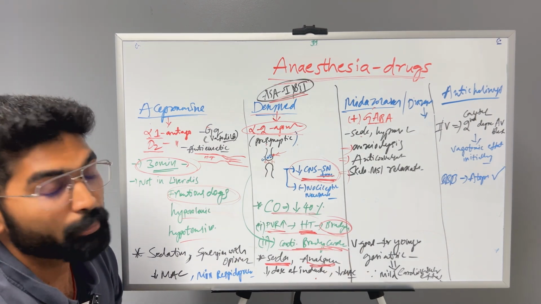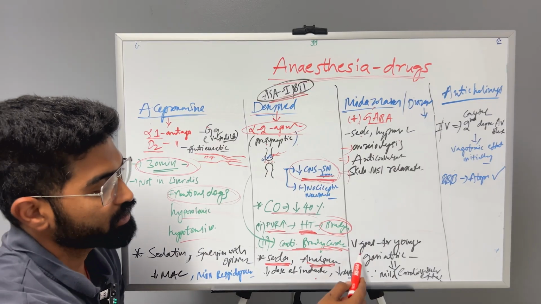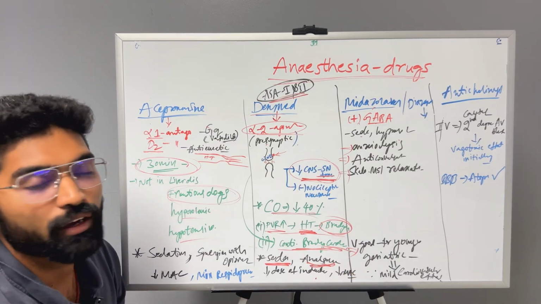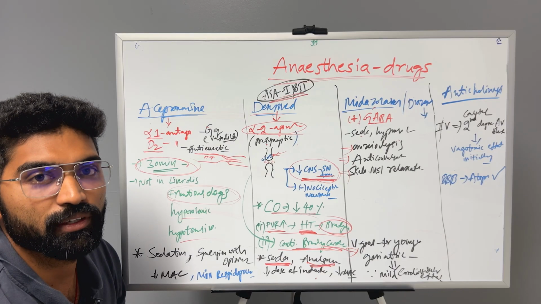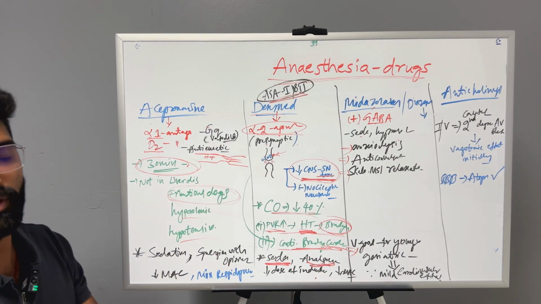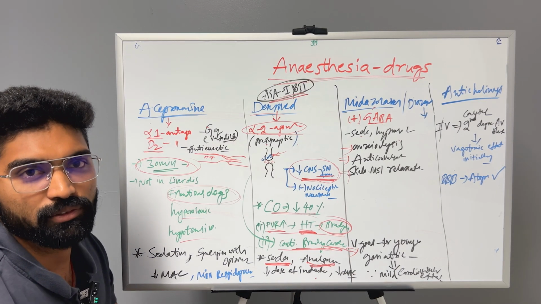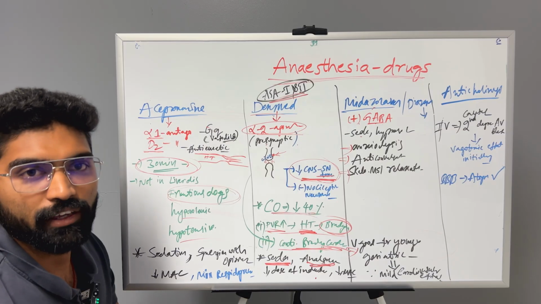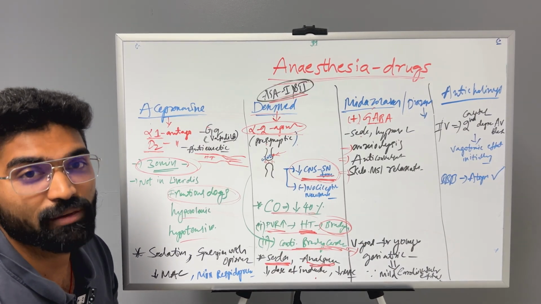So what is the main advantage of the benzodiazepines? Here we can see we can use them in young and geriatric animals. We can use them without worrying about cardiovascular depression, since they have very mild cardiodepressant properties. So we can use them in young and geriatric and also critically ill patients.